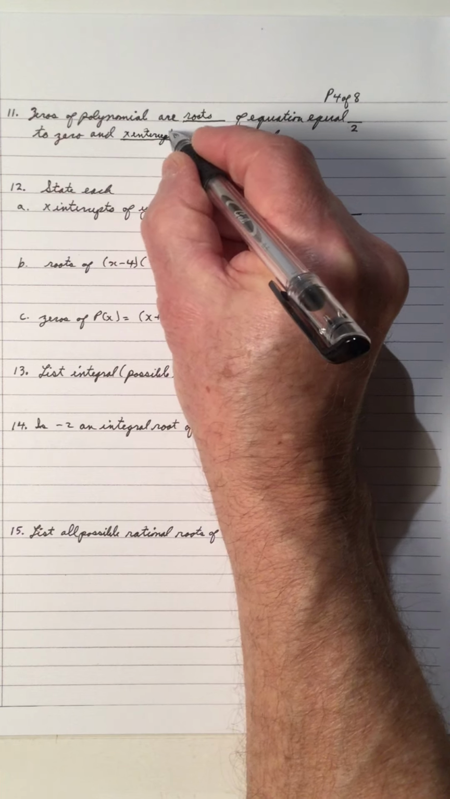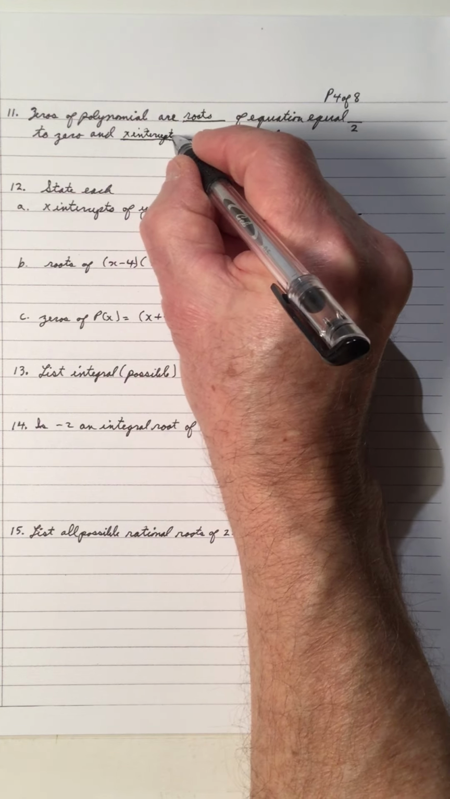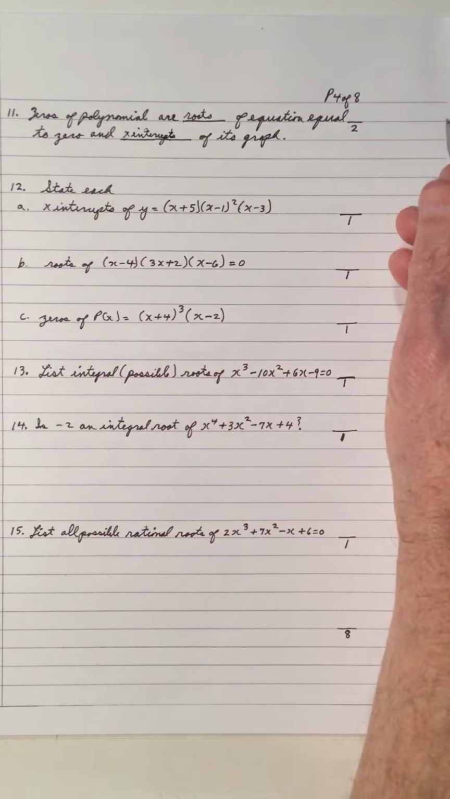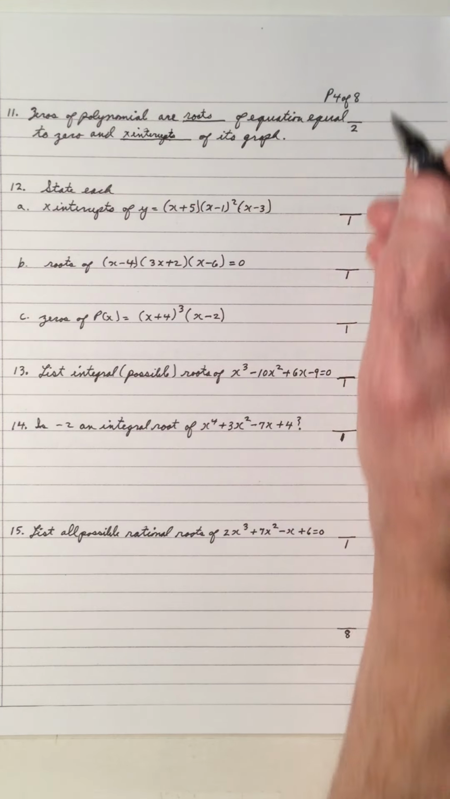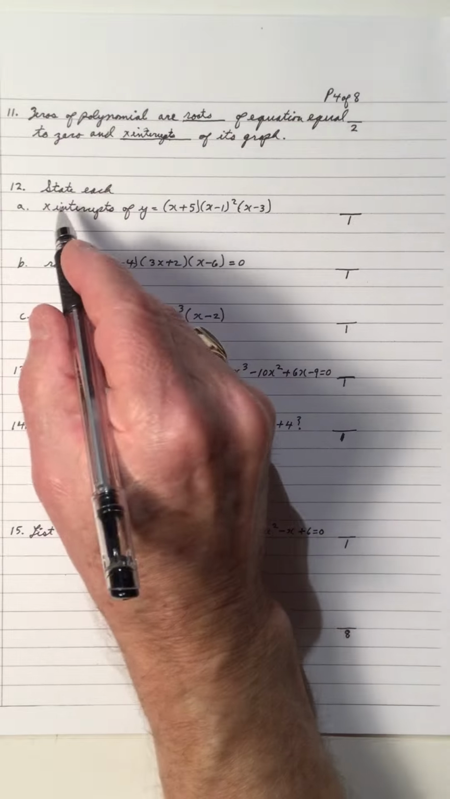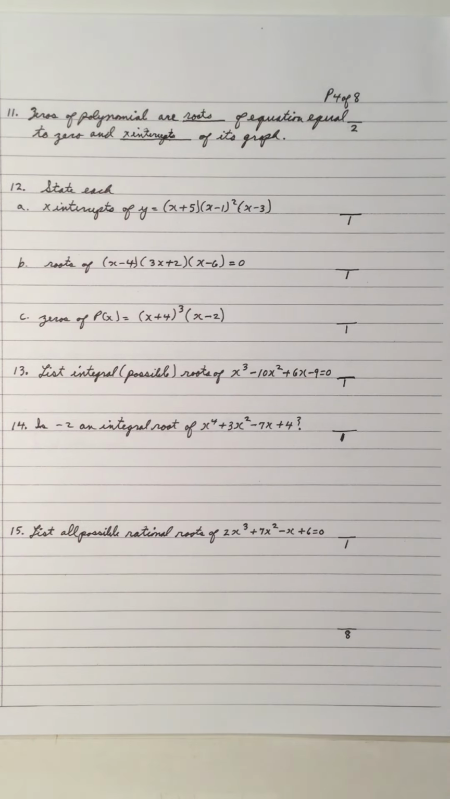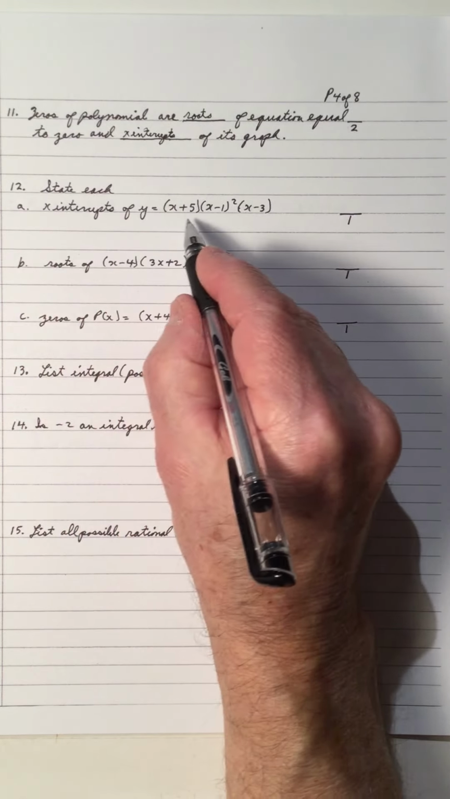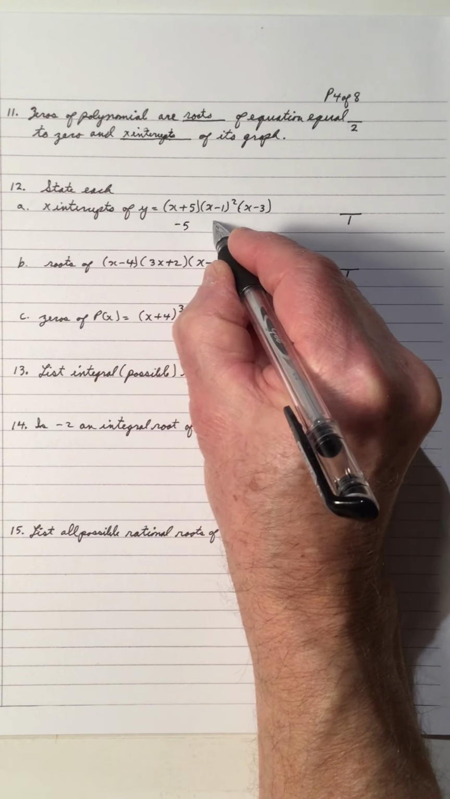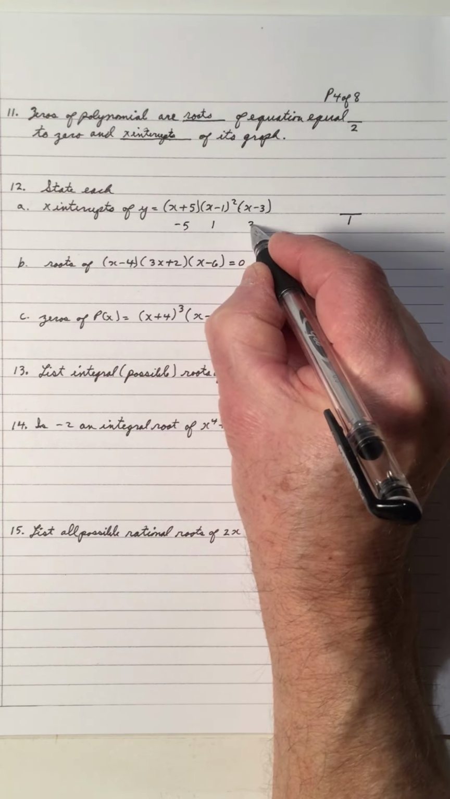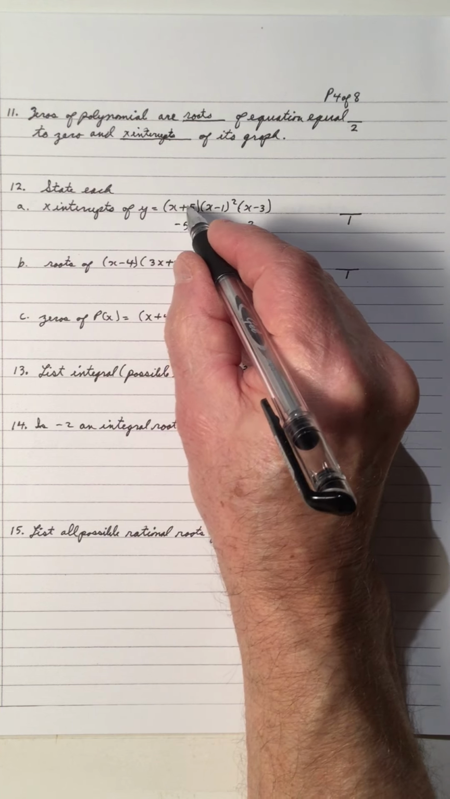So they're all related. They're all the same number. Give yourself 1 mark for roots and 1 mark for x-intercepts, 2 altogether. And in this one, state each of the x-intercepts of this graph. The x-intercepts are negative 5, 1, and 3. I just make it equal to 0 and solve it.